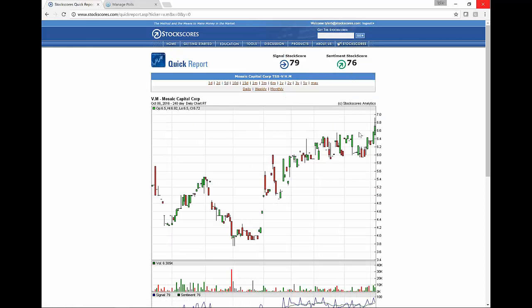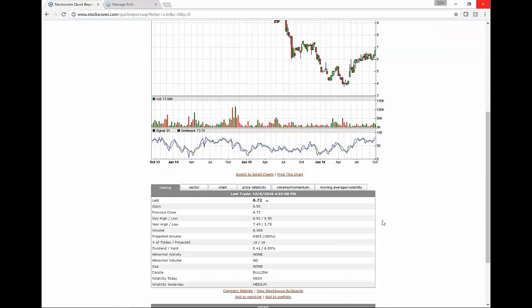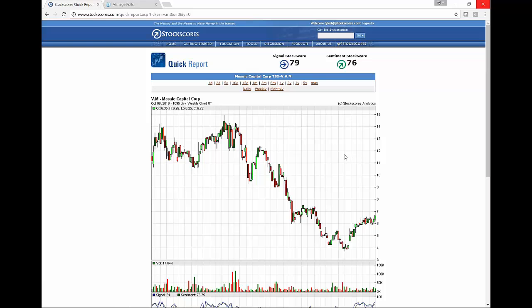Mosaic Capital, this is listed on the TSX Venture. So you have to put a V dot in front of the symbol. I like this. Downward trend, broke the downward trend, built a rising bottom, breaking from a rising bottom. Issue with this stock is it's very illiquid. Only traded 16 times today. So you can't take big positions in it. If you want to sell, you might have to phone your neighbor and see if they'll buy it off you.